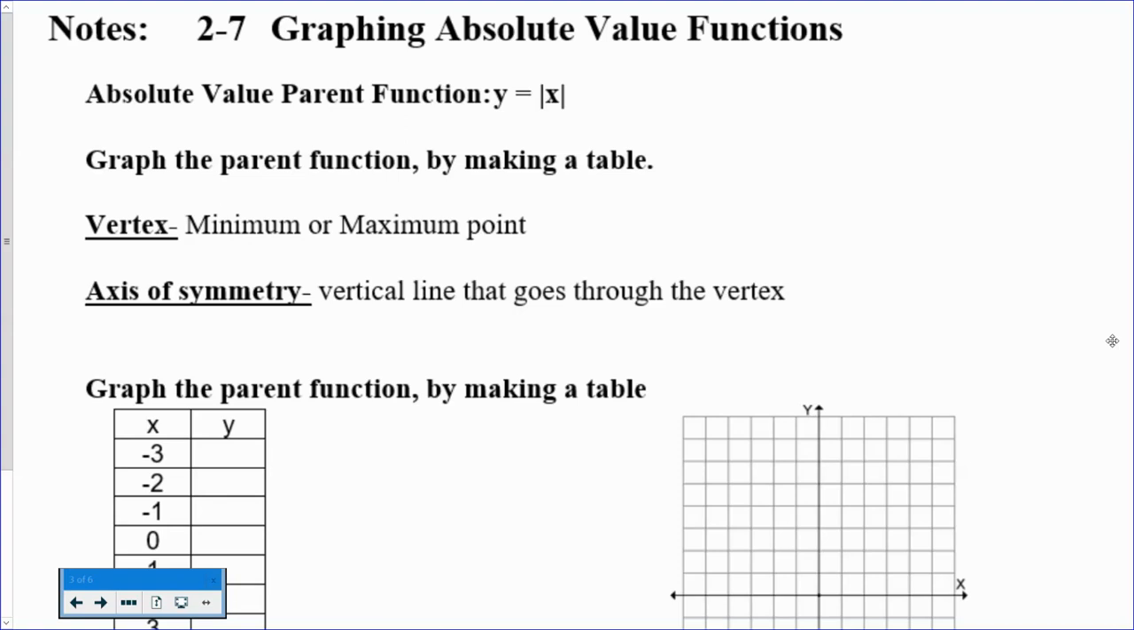Okay, today's lesson would be 2-7, so graphing absolute value functions. Yesterday we talked a lot about parent functions. An absolute value parent function would just be y equals the absolute value of x, because that is the most basic form of an absolute value function. We mostly just did sketches yesterday. Today we're going to formally plot the points and get a better picture of where this is at.